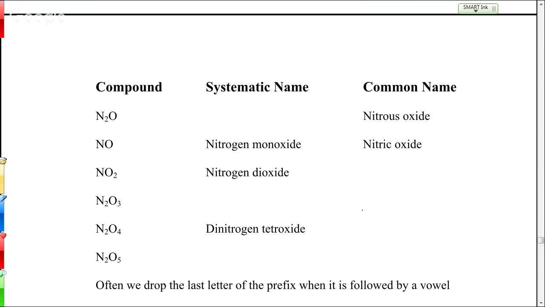So here are some different compounds of nitrogen and oxygen. Some of them have common names like nitrous oxide or nitric oxide, but we're going to focus on these systematic names. How do we name exactly the types of atoms? So based on those rules I just told you, these are covalent compounds, what we call N2O.